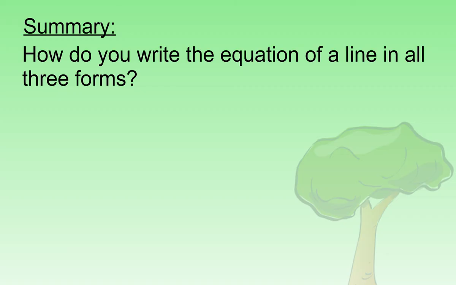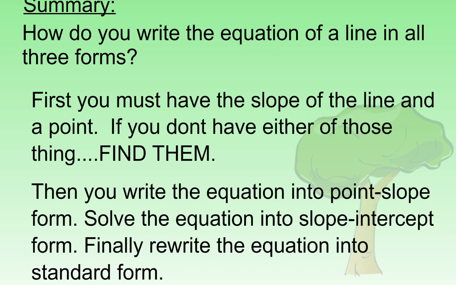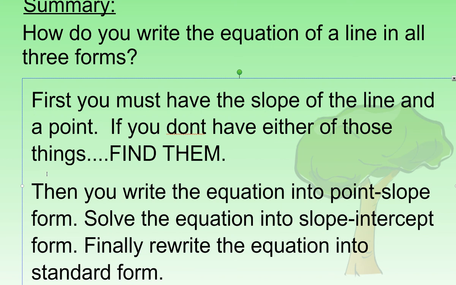So, summary. How do you write the equation of a line in all 3 forms? Just give a little step by step. You don't have to write a big long paragraph. Give me the process to do this. Okay, so I have here, first you must have the slope of the line and a point. If you don't have either of those things, find them. Then you write the equation into point-slope form. Solve the equation into slope-intercept form. Finally, rewrite the equation into standard form.